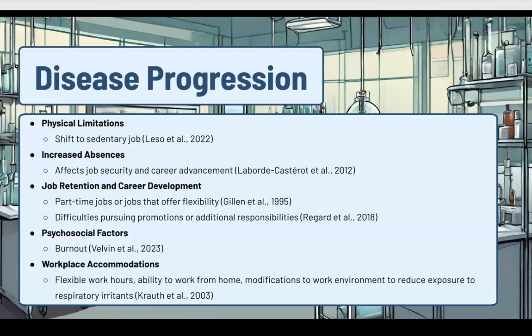And finally, workplace accommodations. As patients navigate their occupational lives, they may require specific accommodations to manage their condition effectively. This can include flexible work hours, the ability to work from home, or modifications to their work environment to reduce exposure to respiratory irritants. Employers who provide such accommodations play a crucial role in supporting the continued employment of individuals with CF.